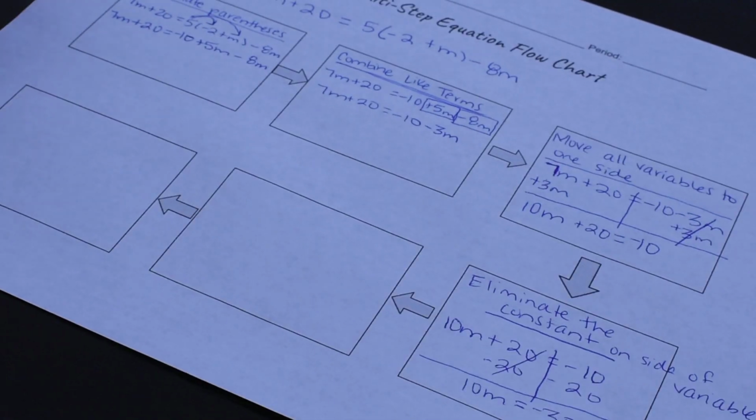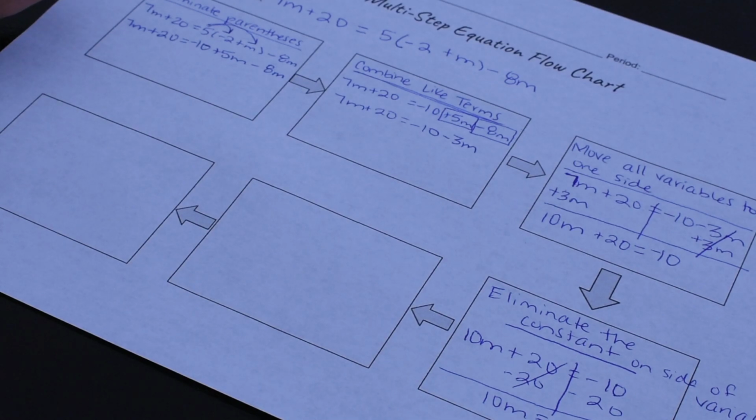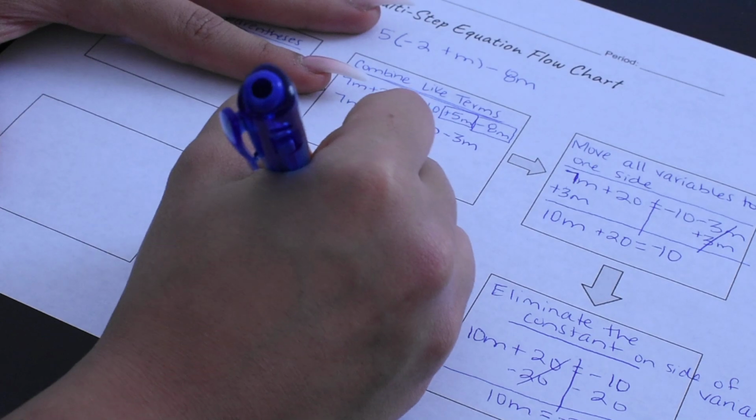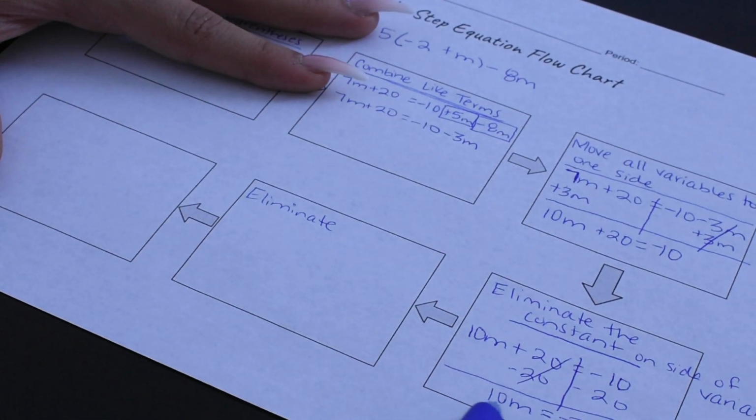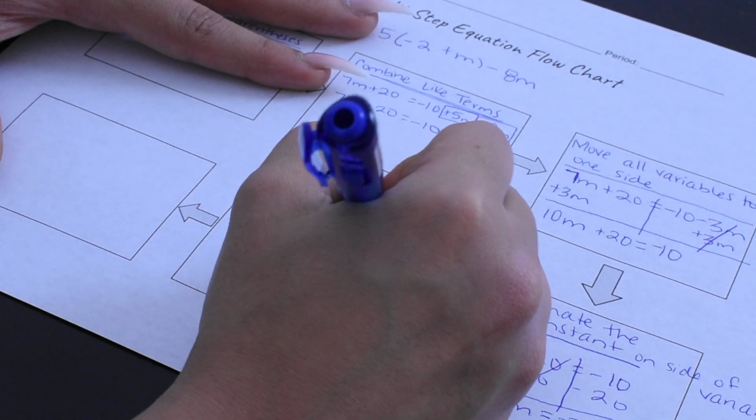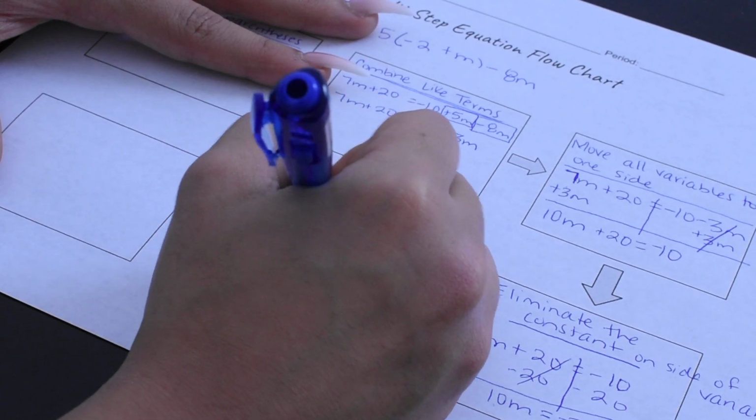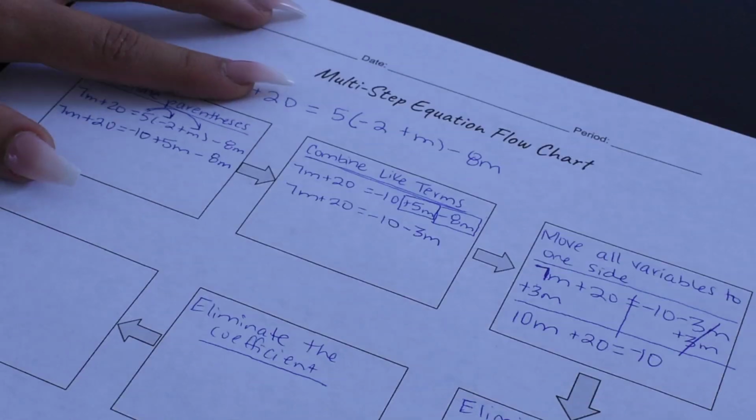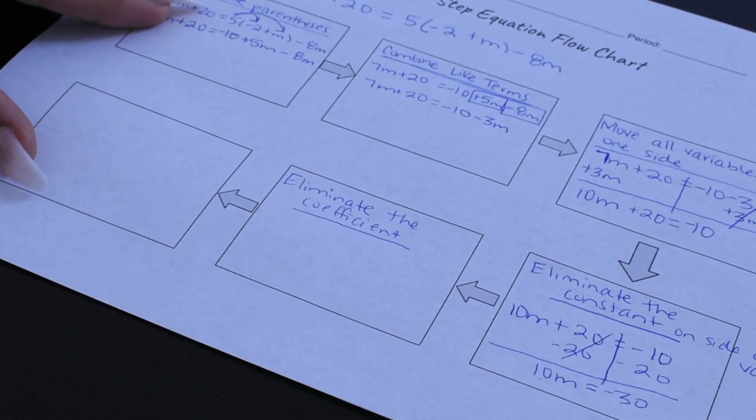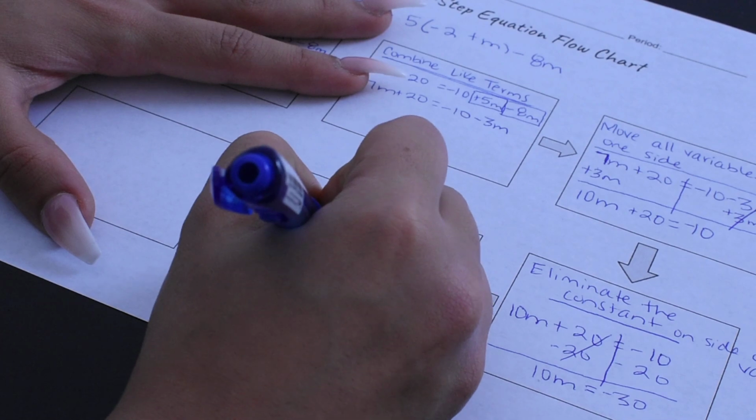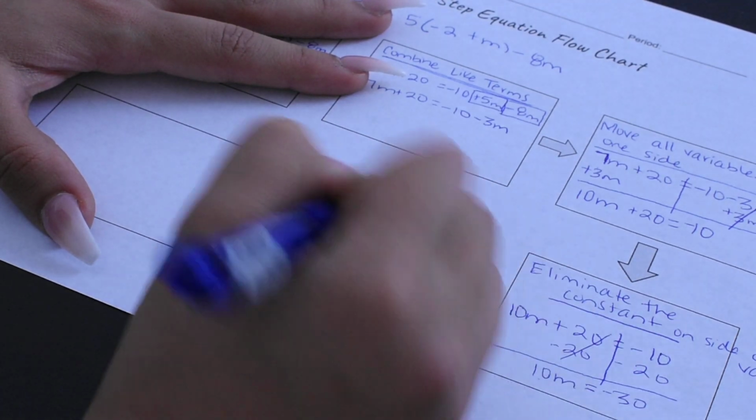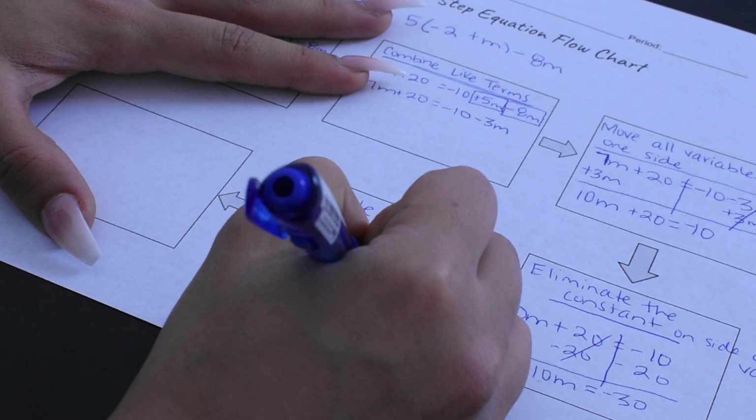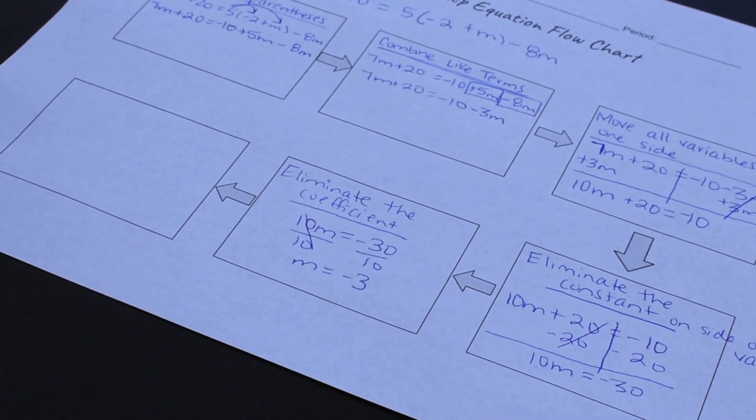My next step is to eliminate the coefficient. Remember, the coefficient is the number in front of the variable, so we got to eliminate 10. Now it's just a one-step equation. Y'all see how I went from this crazy mess up here to this one-step equation? Wow, we're geniuses. 10m equals negative 30. Divide by 10 on both sides. M equals negative 3. Cool.